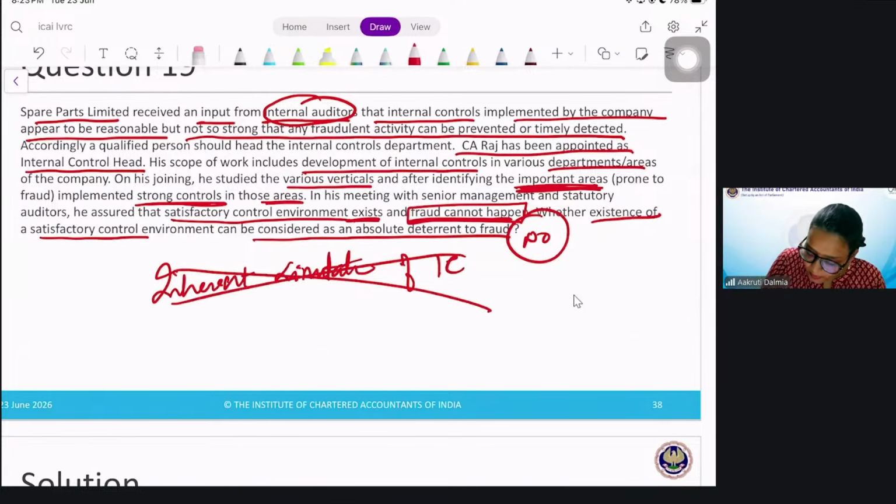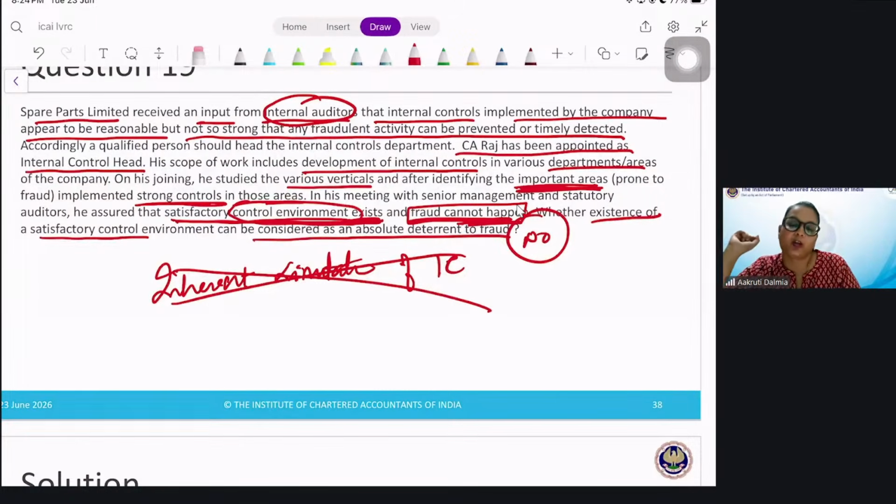What is it saying? It's not saying that internal control is the best. It's saying if the control environment is satisfactory, then frauds cannot happen. So is the question asking for inherent limitations of internal control? Someone wrote inherent also in the chat box. Is that correct? No, you'll get 0. You have to tell from the perspective of the control environment topic. And in control environment, there is no point-wise answer for this. It means this is which answer? Type 1, type 2 or type 3? Is this a direct one? No, it is a little bit of a drafting question.